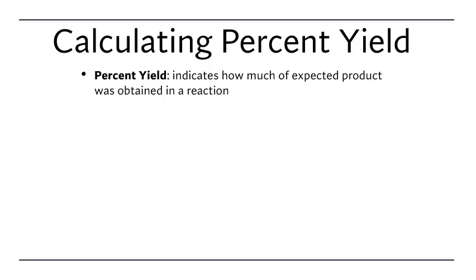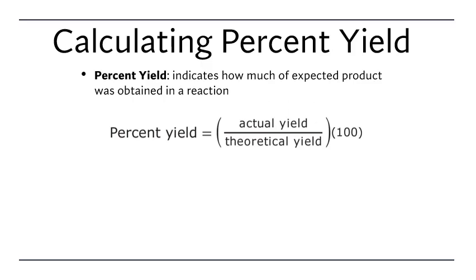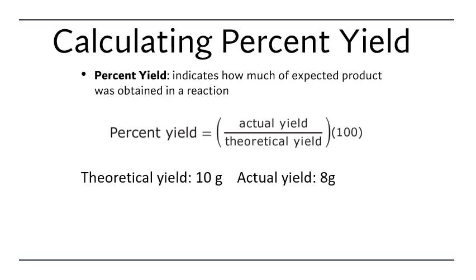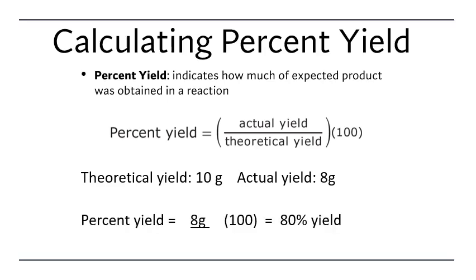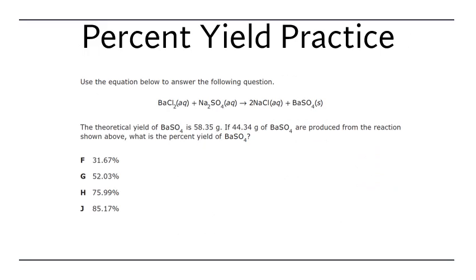Then we will use actual and theoretical yield to calculate percent yield. The formula we use to find the percent yield uses both actual and theoretical yield. So percent yield equals actual yield divided by theoretical yield multiplied by 100. For example, if we have a theoretical yield of 10 grams and an actual yield of 8 grams, we can plug into the formula: percent yield equals 8 over 10 times 100, that will be 80% yield. So that was a direct question.